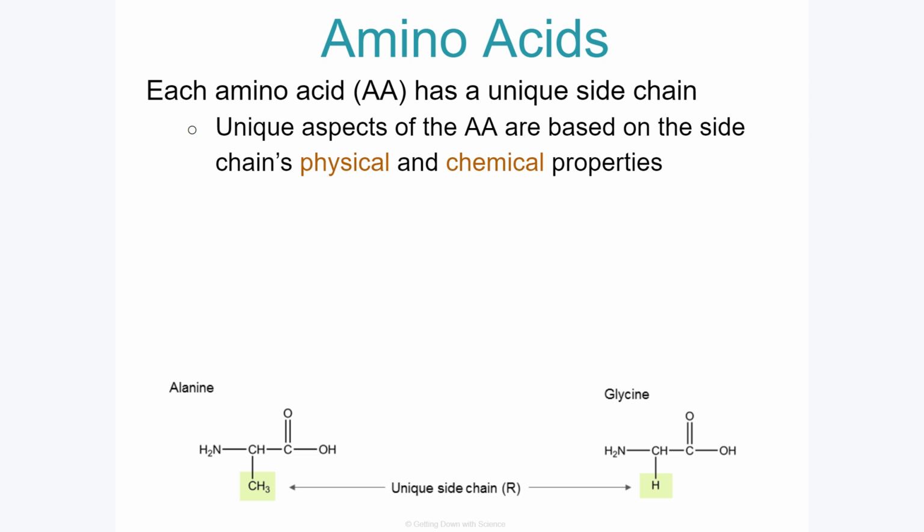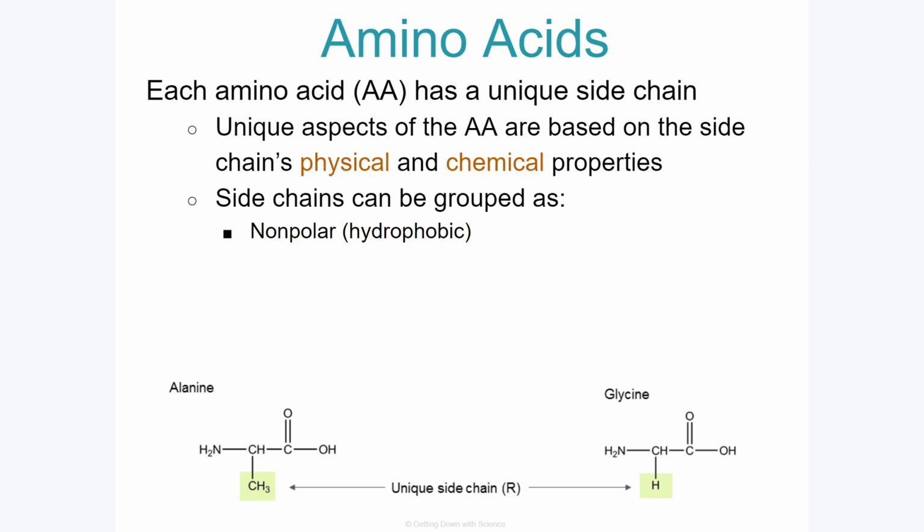The unique aspect of the amino acids are based on that side chain's physical and chemical properties. And side chains can be grouped as nonpolar or hydrophobic, meaning that they share charges equally and they really hate water. Polar, so they don't share charges equally, and hydrophilic, meaning they really like water.